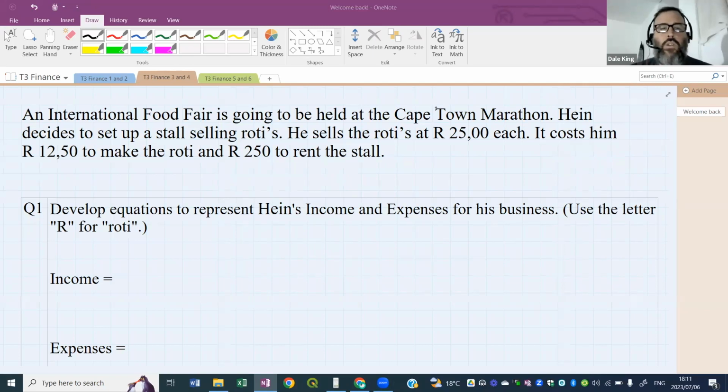Very good. It works. So income equals R times 25 Rand, because he sells them at 25 Rand. So it's 25 Rand times R, because you're using R for the number of rotis. There we go. Very good. Exactly what you've written in a sentence, I've written here in a mathematical expression: 25 Rand times the number of rotis sold. So R stands for the number of rotis sold.